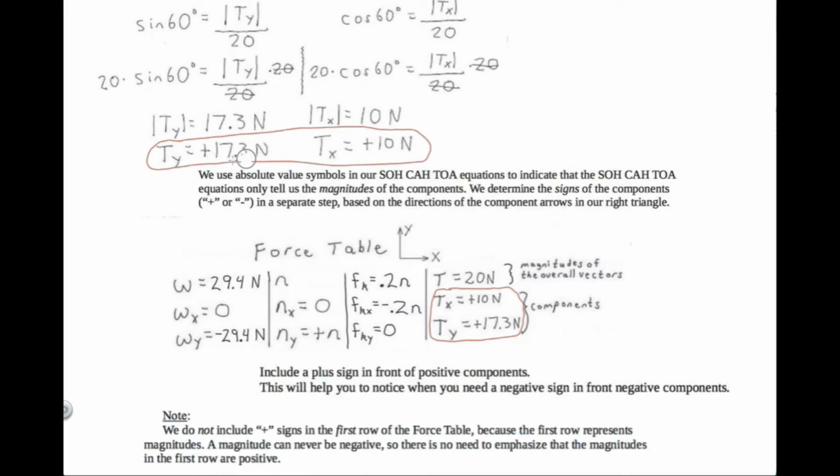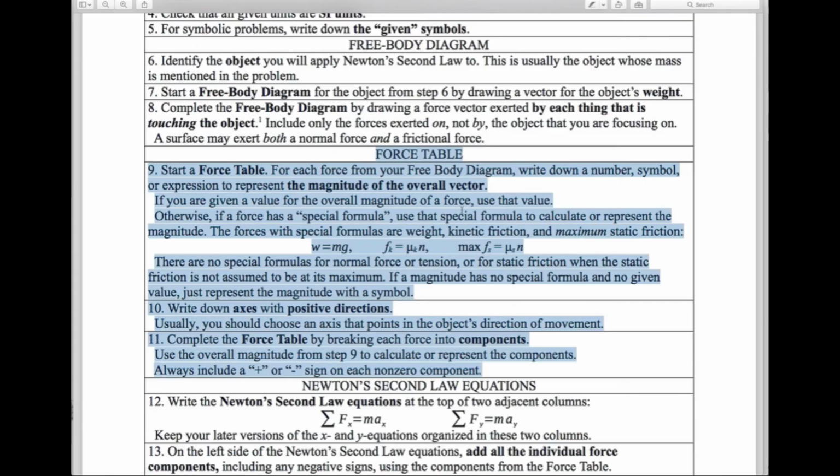Now we can add our results for T sub y and T sub x to our force table, like this. Remember, you should include a plus sign in front of positive components, like T sub x, T sub y, and N sub y, because that will help you to remember to include the crucial negative signs in front of negative components, like W sub y and the x component of the kinetic friction. Here's a summary of the steps which we completed for filling out the force table.